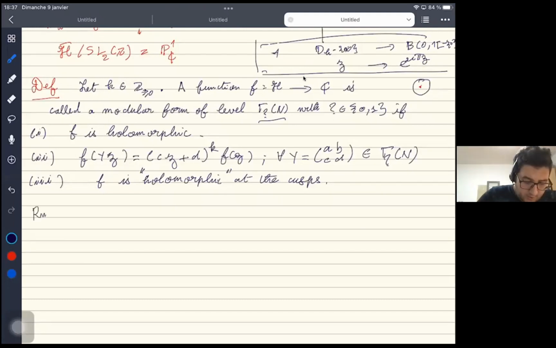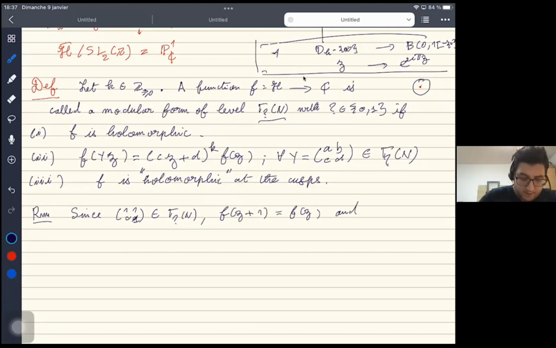I will introduce now the q-expansion, which is quite important. Since we have (1, 1, 0, 1) in Gamma, we get this property: f(z+1) equals f(z).